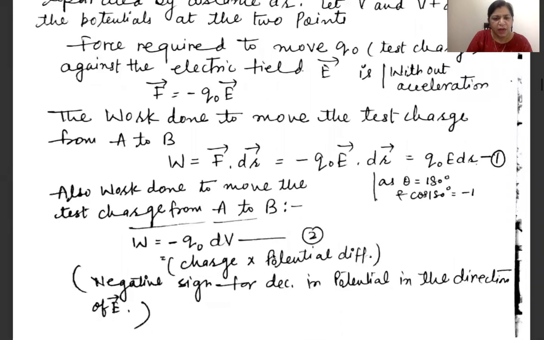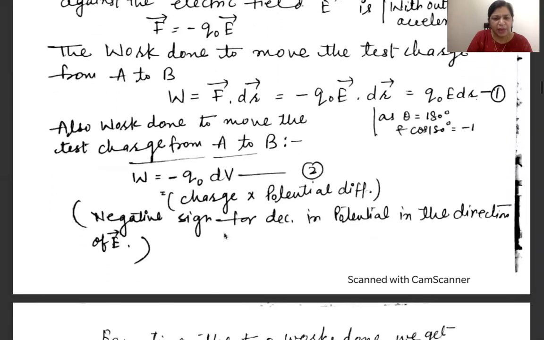Also, work done to move the test charge from A to B is given by the definition of potential difference. We can write work done is equal to minus Q naught dV, where Q naught is the charge and dV is the potential difference. Now here we are putting the negative sign for the decrease in potential in the direction of field. Now we have the two equations. This is equation number 1 and this is equation number 2 for the calculation of work done.